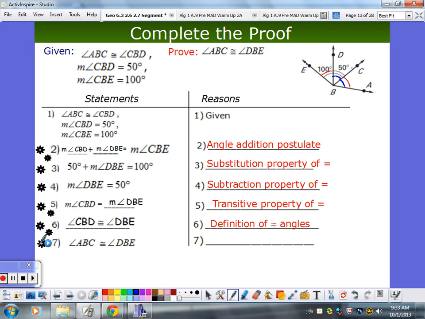And now I'm saying we have our conclusion. Angle ABC is congruent to angle DBE. Where's that coming from? This, right? Well, congruence, right? We can look at the sign to know if it's equality or congruence. So ABC is congruent to CBD, and CBD is congruent to DBE, and ABC is congruent to DBE.